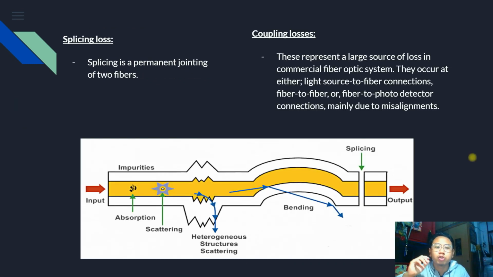Splicing is a permanent jointing of two fibers, and these losses are caused when we want to join two fiber cables. This splicing loss is related to the coupling losses, which represent a large source of loss in commercial fiber optic systems. Coupling losses occur when we want to join a light source to a fiber connection, fiber to fiber, and also fiber to photo detector connection. This is due to misalignment of the two fibers.